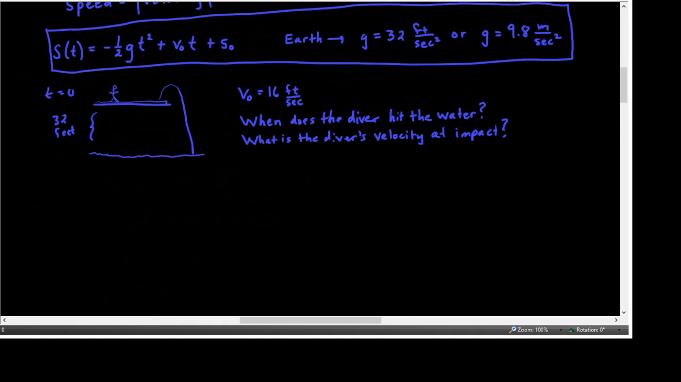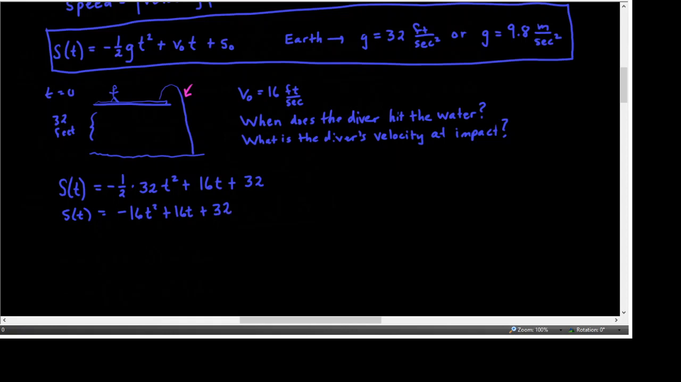Anyway, we're going to start this problem with what we know is true about this situation: the diver's position, s, which is represented by this curve right here, is -1/2 times g. Since we're given the distance from the board down to the water as 32 feet, g involves feet per second squared, so that's 32. That's our g value, times the variable t squared, plus the initial velocity, 16, multiplied by t, plus the initial position, which is 32 feet above the water. And so s of t simplifies to -16t squared plus 16t plus 32.